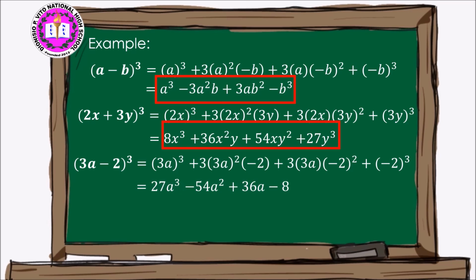3a cube is equal to positive 27a cube. Then we have 3 times 3a squared times negative 2 is equal to negative 54a squared. Then we have 3 times 3a times negative 2 squared is equal to positive 36a, plus negative 2 cubed is equal to negative 8. Therefore, 3a minus 2 cubed is equal to 27a cubed minus 54a squared plus 36a minus 8.